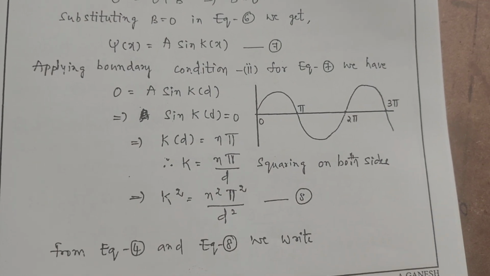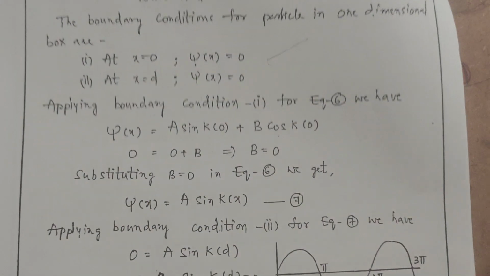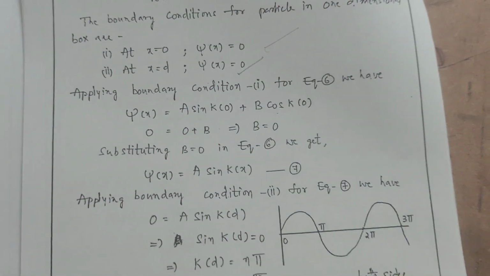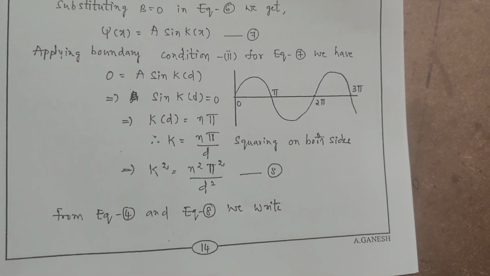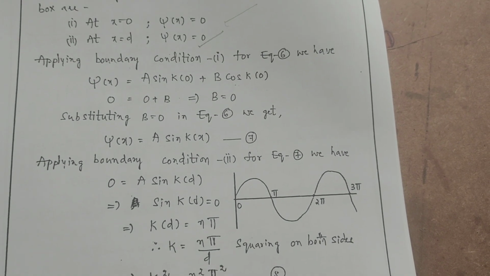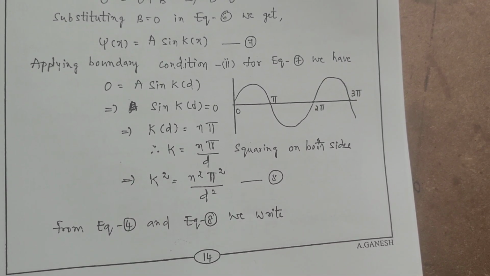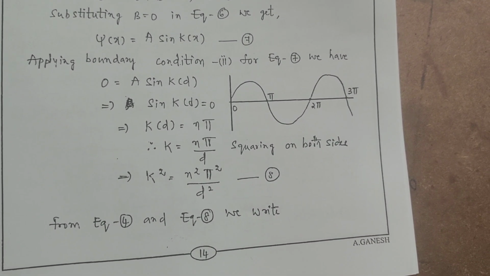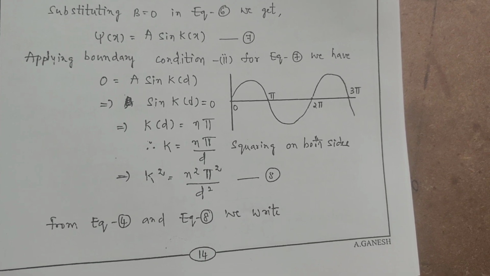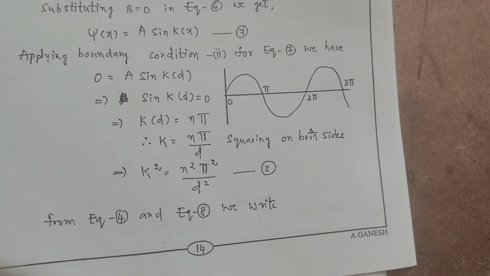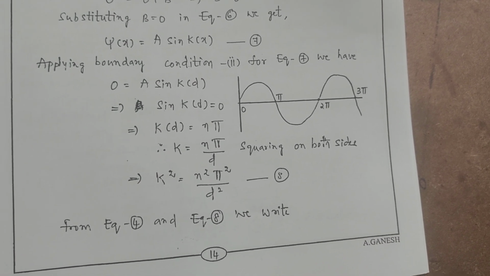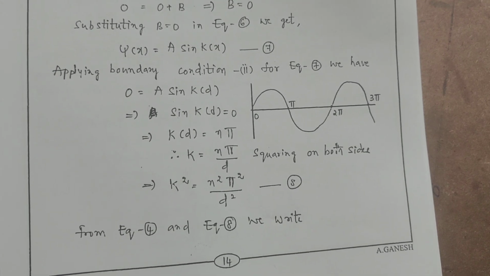Applying the boundary condition to condition number 2, as we all know, let us go back. We are applying condition number 2 now. Then we get psi of x is 0 when x is equal to d. We are putting d in place of x in equation number 7. Then we get kd is equal to n pi, because sine 0 is 0.